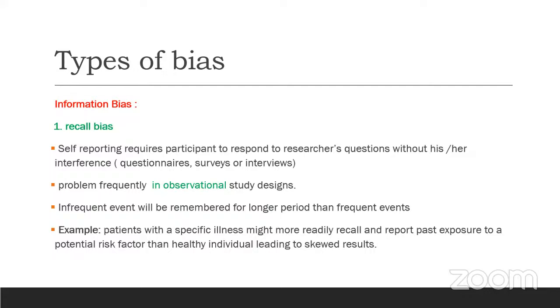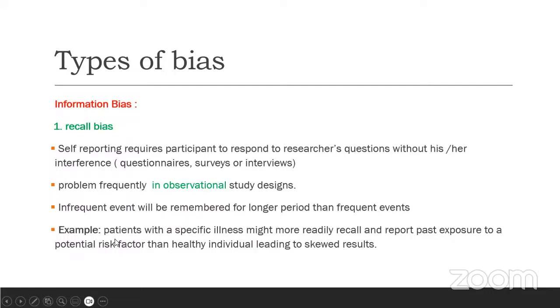Subtypes of information bias: we have, first of all, recall bias. Recall bias involves self-reporting. Self-reporting requires the participant to respond to a research question without interference. It uses questionnaires, surveys, or interviews. This problem frequently arises in observational study designs. For instance, infrequent events, like marrying or matching in a residency program, will be remembered for longer periods than frequent events, such as transportation or daily living chores. We have an example here for recall bias.